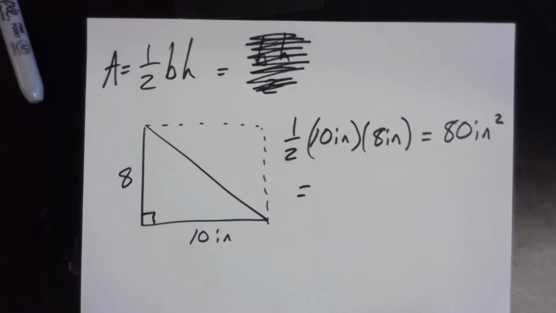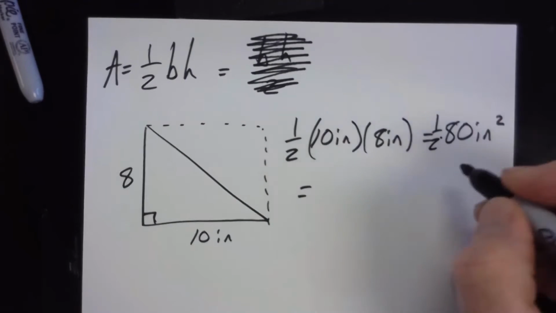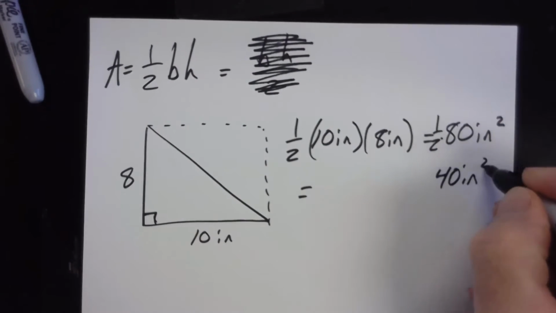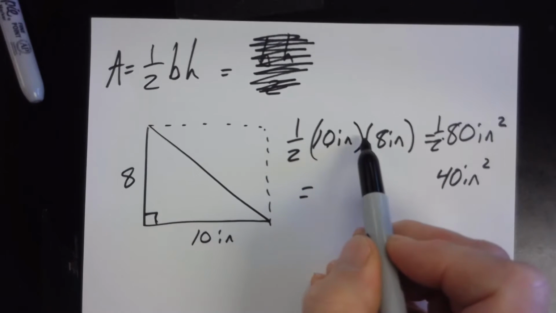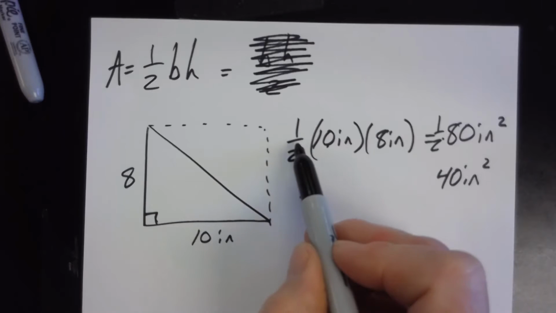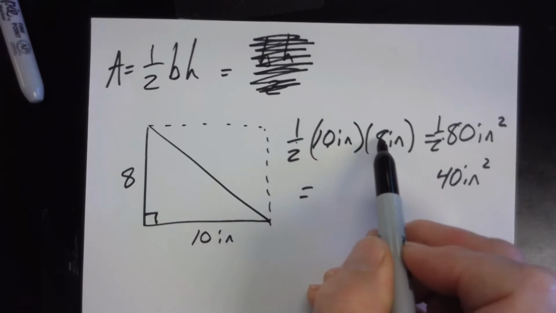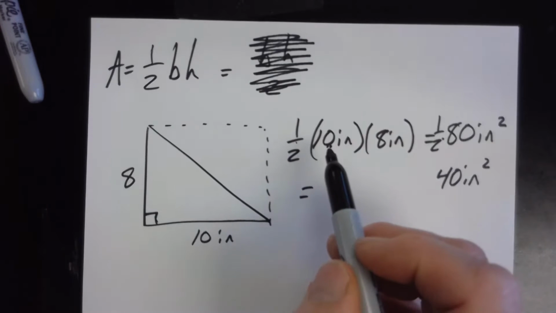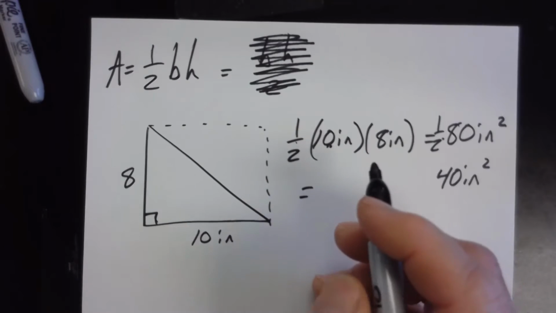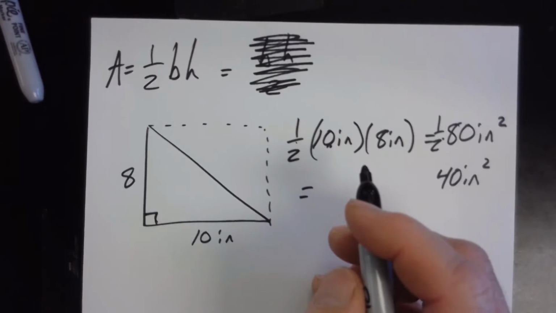Now, I want to show you something. If we take half of 80, of course we get 40, right? Okay. But what's half of 10? 5. What's 5 times 8? 40. Okay. What's half of 8? 4. What's 4 times 10? 40. Does it matter what order you do this in? No. Now that can be really, really nice, okay?